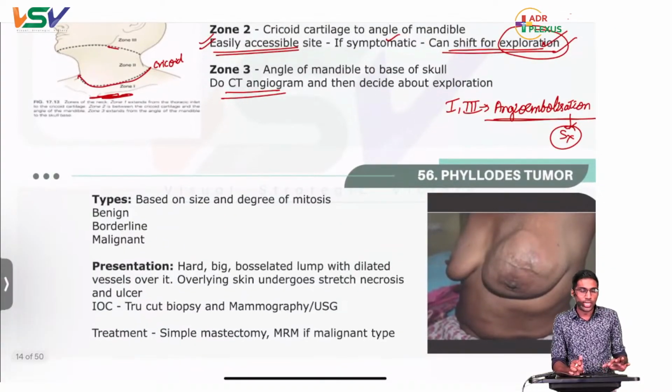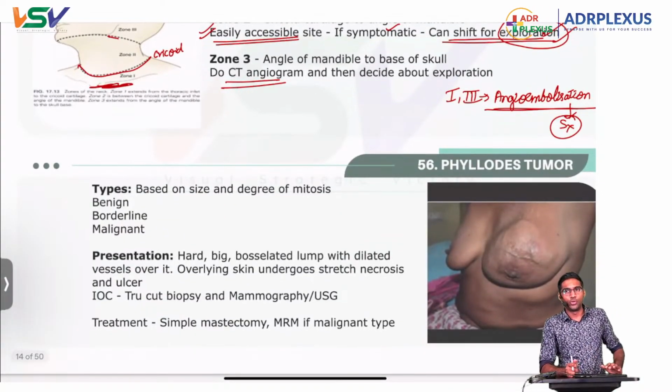Okay, these are the questions that are related to trauma. Now we're going into breast Phyllodes tumor.